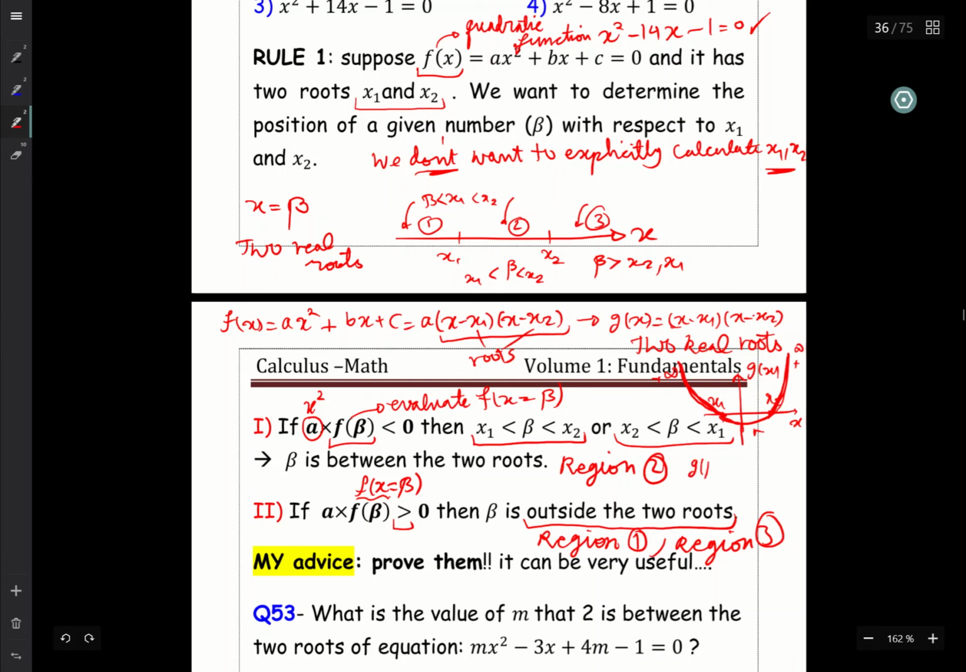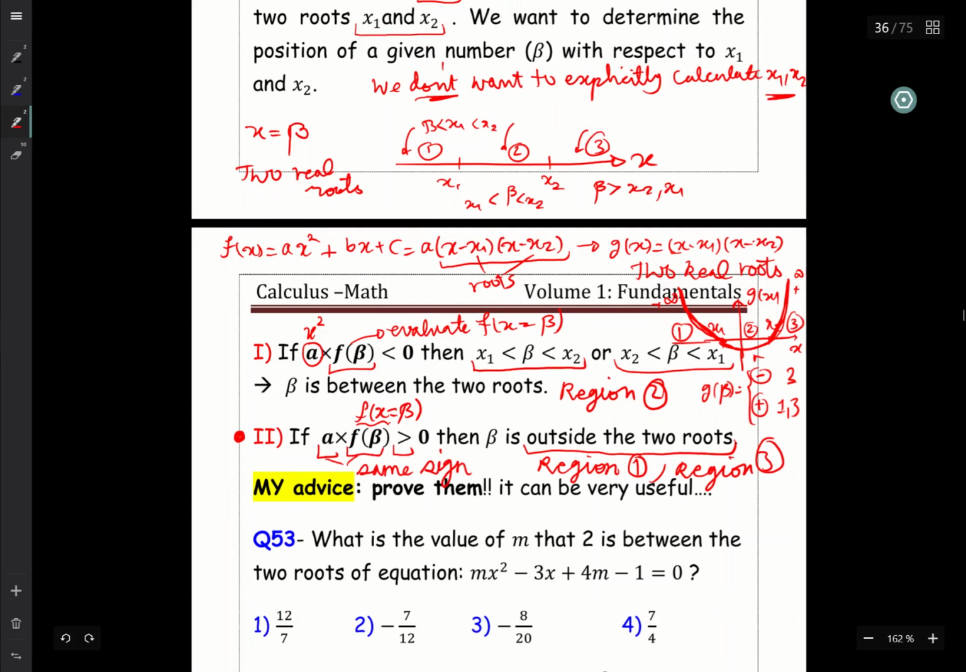So you can see that g of beta is positive if beta is outside the two roots. Again, for x less than x1 is region 1, x between x1 and x2 is region 2, x greater than x2 is region 3. This is our notation. So g of beta is negative for region 2 and positive for regions 1 and 3. So in regions 1 and 3, g of beta is positive, so the sign of f of x is the same as the sign of a.